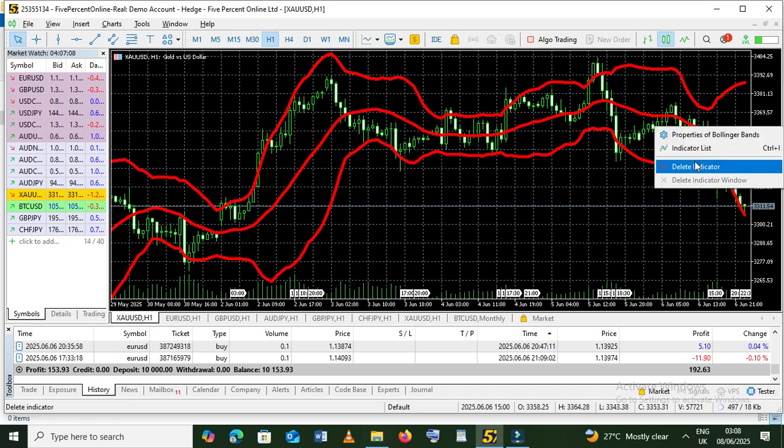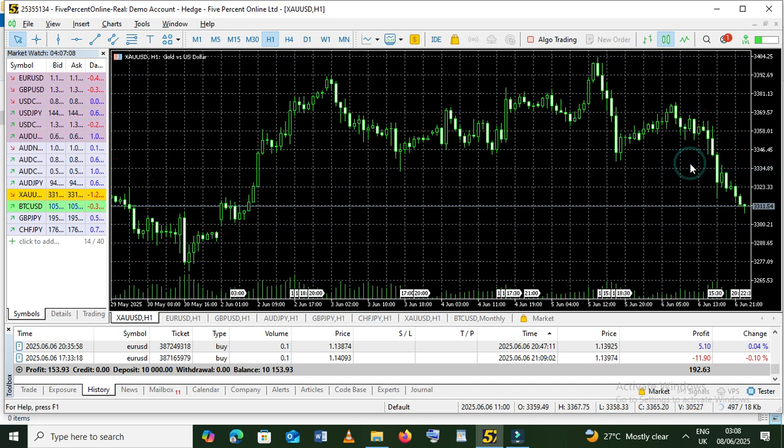After you have analyzed using the Bollinger Bands, you can delete by right clicking on the indicator, then clicking on delete. It goes. I have analyzed the forex market using three trend indicators. Now let's go to three oscillators.